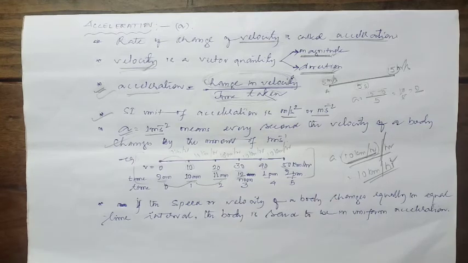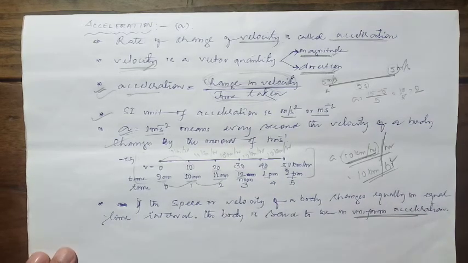So here is an example of a body undergoing uniform acceleration. Uniform acceleration means the body's speed may increase or decrease, and if it changes uniformly, meaning equally in equal times, we say the body is under uniform acceleration. Students, throughout this chapter, we'll be discussing uniform acceleration, the motion of a body under uniform acceleration.